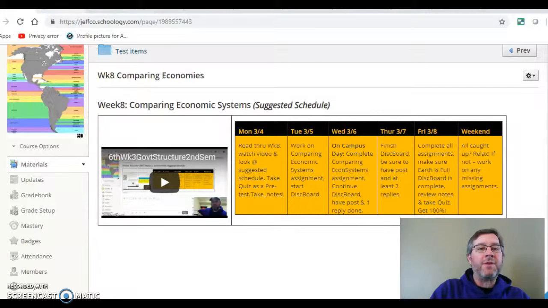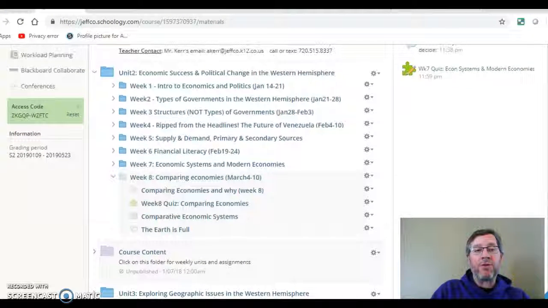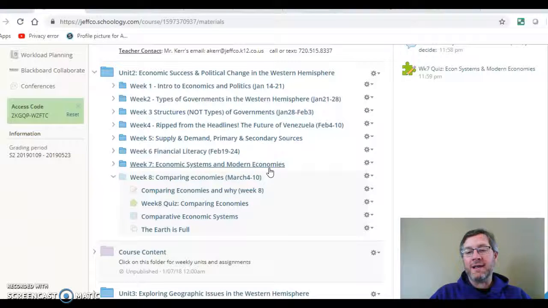Okay, for this week, week 8, we're getting to the end of Unit 3. And remember, Unit 3 is Economic Success and Political Change in the Western Hemisphere. Earlier in Unit 2, we were looking at types of governments. Now we've been looking at economic systems, financial literacy, things like that, and of course in the Western Hemisphere. This week, comparing economies. So we're going to go back to what we did last week in week 7 and talk about market economies, traditional economies, and command economies, and compare them.